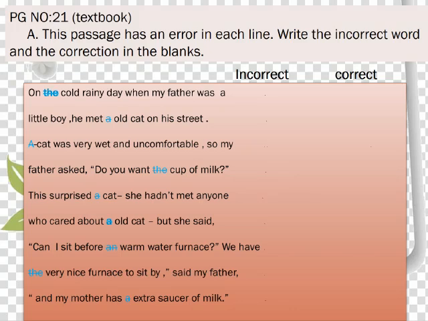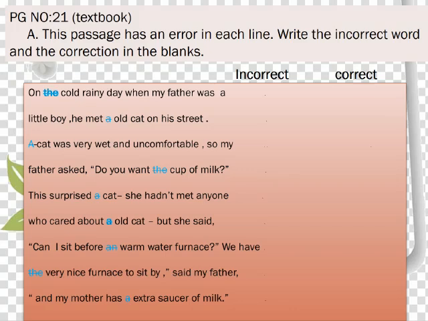In the fifth line, this surprised a cat. Here you can clearly see again the speaker is mentioning about the same cat. So the correct answer is the here. The incorrect answer for the fifth one is a and the correct answer is the. This surprised the cat. The sixth line says, she hadn't met anyone who cared about a old cat. Here, article a is incorrect and the correct answer is an, as the speaker is talking about the cat in general here. Let us now move on to the seventh line.